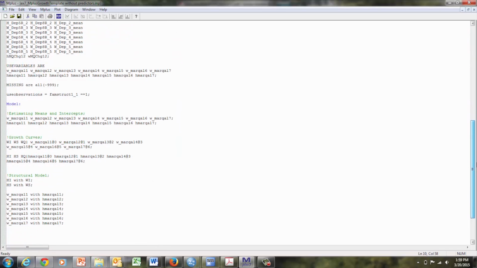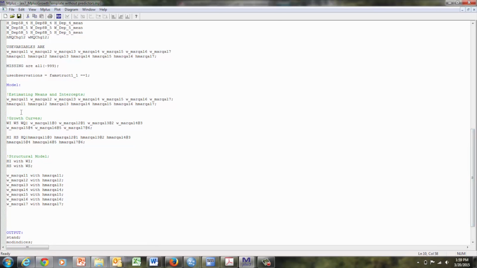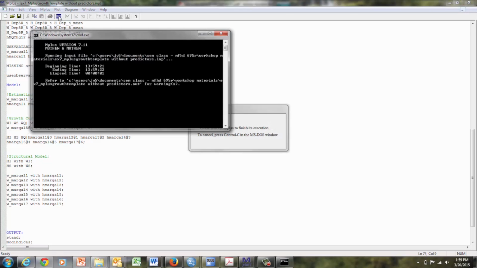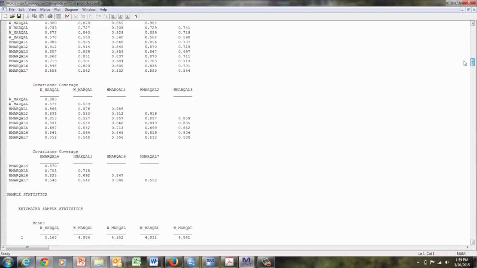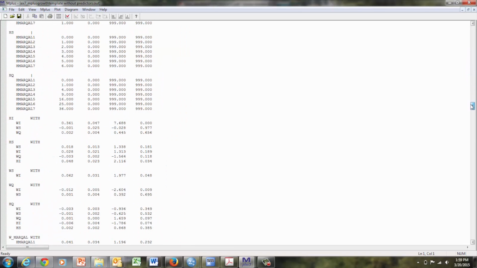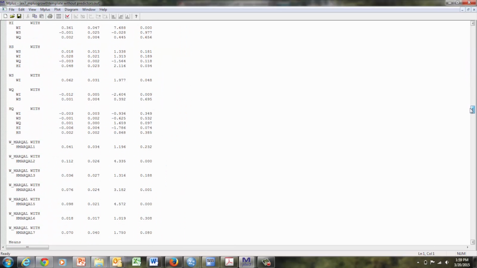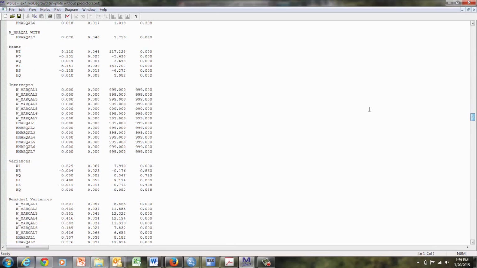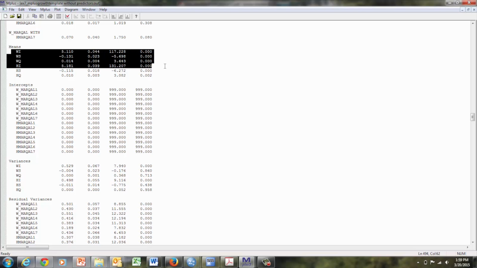This is a dual growth curve, so we have wife, intercept, slope, and quadratic, husband, intercept, slope, and quadratic. I should have added a quadratic to that last one that we were looking at, but let's run this one and see what we get. So we have an intercept for wives of 5.110, and for husbands of 5.181. And we could test whether these are statistically different or not.